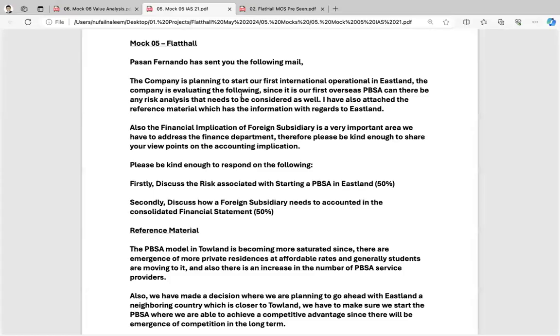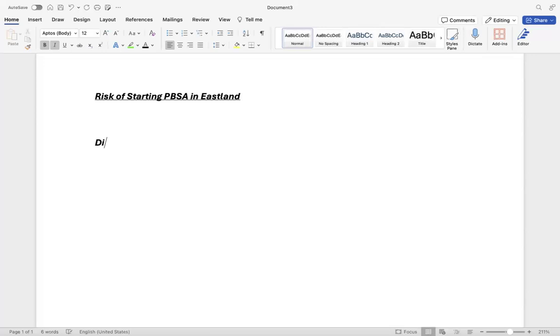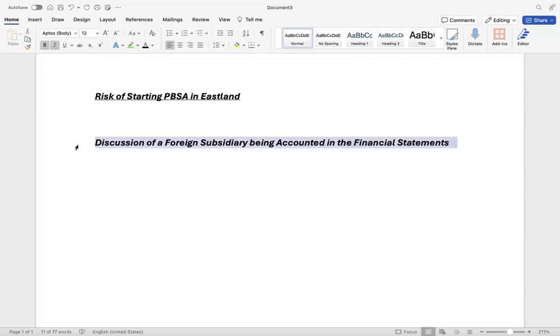And then, students, the second part is to discuss how a foreign subsidiary needs to be accounted for in the consolidated financial statements. So in that also, let's write here: discussion of a foreign subsidiary being accounted in the financial statements. Students, I believe this is very clear for you. So one is risk and the other one is accounting.